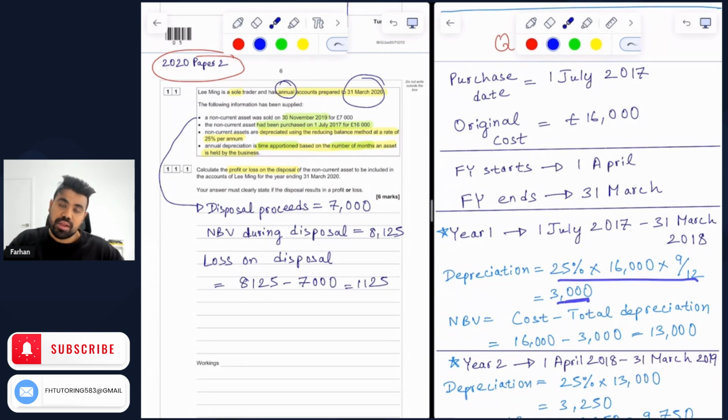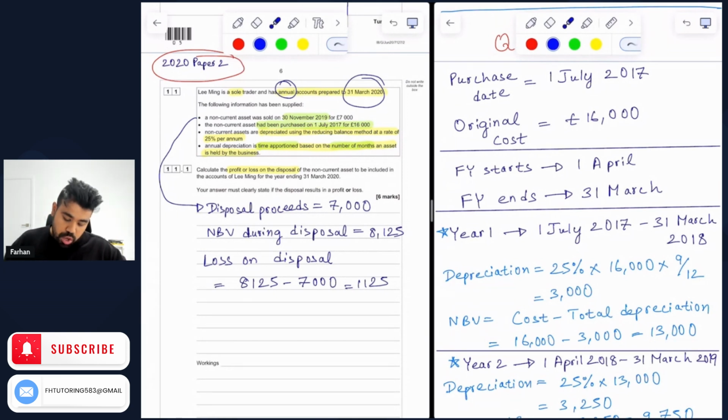Because you're using the reducing balance method, always remember to calculate the net book value at the end of the financial year. The net book value can be calculated by taking the original cost and subtracting the total depreciation at a given point in time. In this case, the original cost is £16,000, which we understand based on the second line of the additional information. And we are subtracting the total depreciation in the first year of usage, which is £3,000 based on our calculations. And we get a net book value of £13,000 at the end of the first year of usage, which is at the end of 31 March 2018.